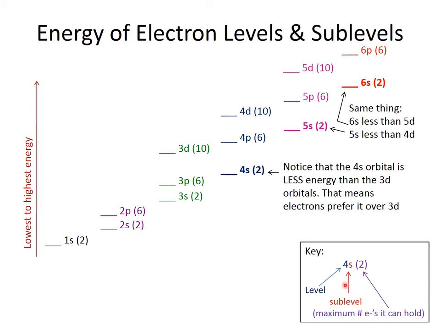Again, notice that when I'm writing this down, the first number is talking about the level. The second letter is talking about the sublevel. And then in the parentheses, I'm writing how many electrons it can hold in total, if I have all of them available.